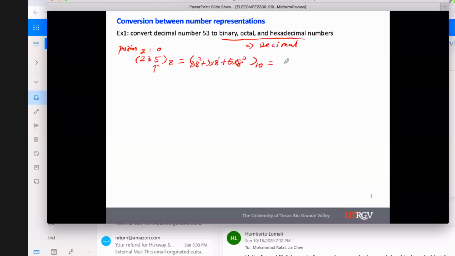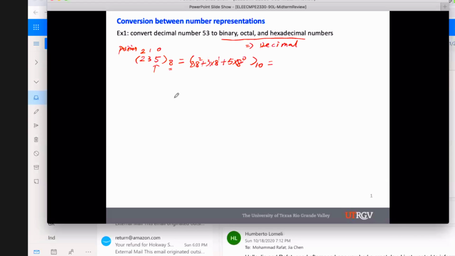Then you can do the math. That's how you convert binary, octal, hexadecimal numbers to decimal. This is an example for octal numbers, converting an octal number to a decimal number. Similarly, you can do binary and hexadecimal. The only thing you need to change is the base.